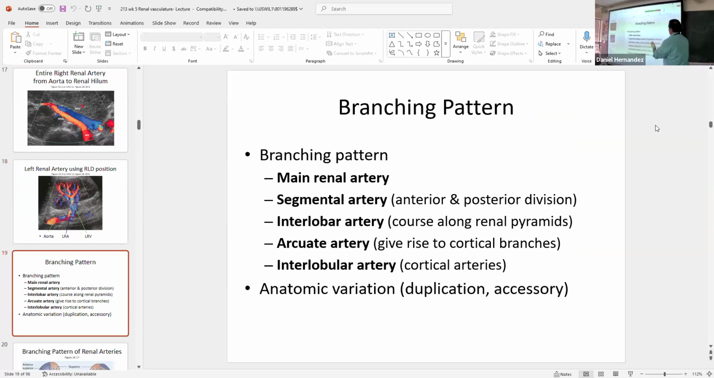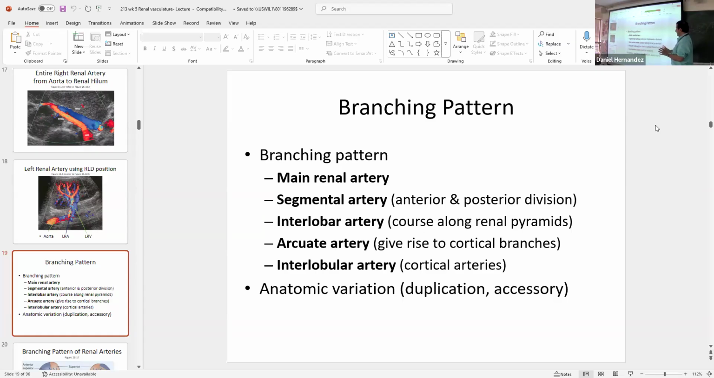So branching patterns. You guys have to memorize your branching patterns now for the renal arteries. It starts with the main renal artery coming off the aorta. We have a right and left main renal artery. The first branches of the main renal artery are going to be the segmental arteries. Segmental arteries branch into anterior and posterior divisions. The segmental arteries then further split into the interlobar arteries.